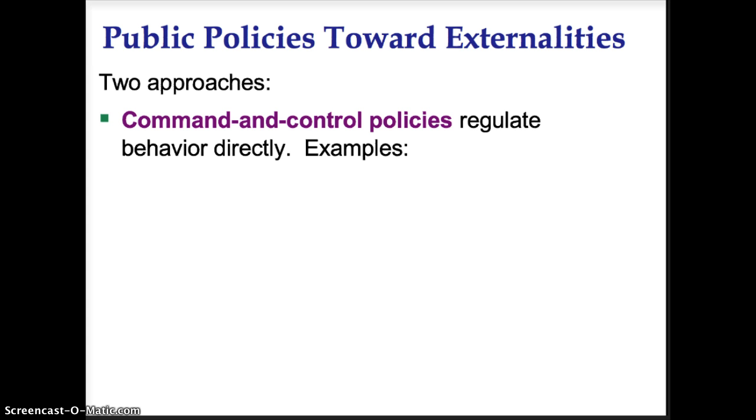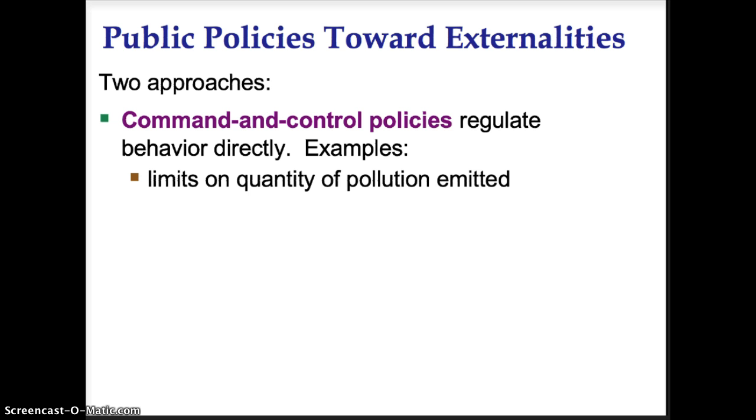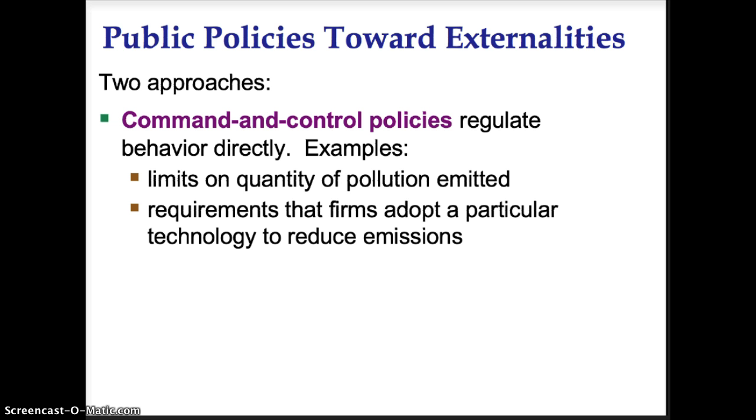When looking at public policies towards externalities, there are two approaches: command and control policies and market-based policies. Command and control policies regulate behavior directly. Examples include limits on the quantity of pollution that can be emitted, or regulations that firms adopt a particular technology to reduce emissions.